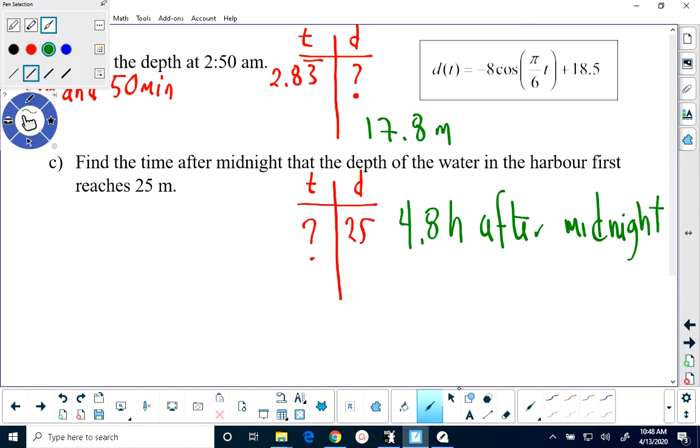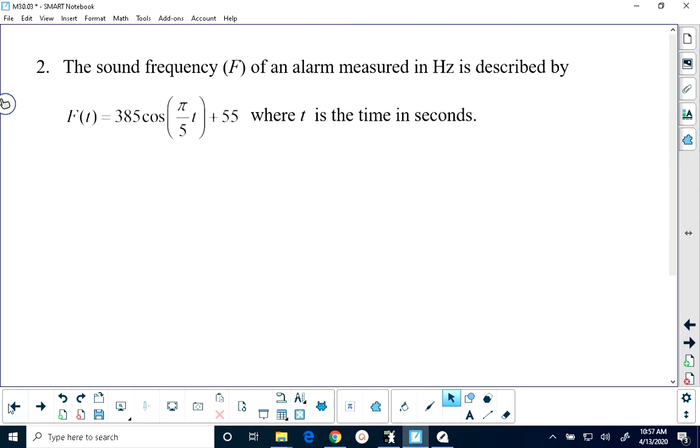And that's example 1. All right, let's take a look at example 2. Before I read the question with you, there's a mistake. That should not be the function. The function should be frequency as a function of time equals 85 cos pi over 5t plus 355. So if you need to pause the video to write that down, by all means do so.